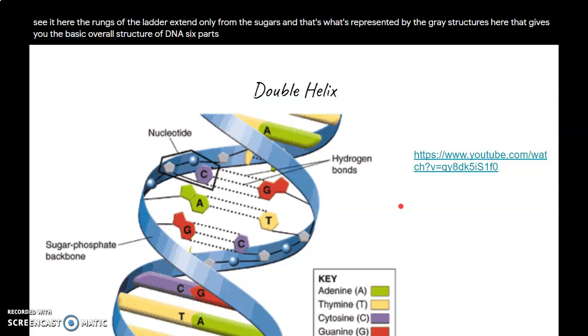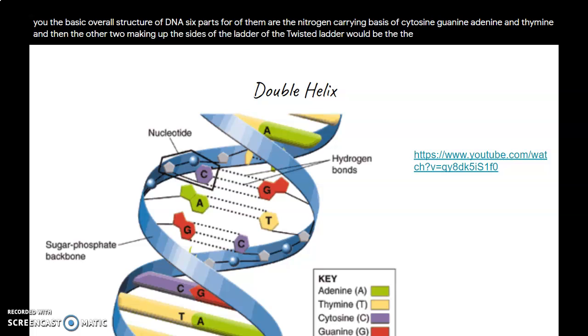6 parts. 4 of them are the nitrogen-carrying bases of cytosine, guanine, adenine, and thymine. And then the other 2 making up the sides of the ladder, of the twisted ladder, would be the deoxyribose, which is a sugar, and phosphate.